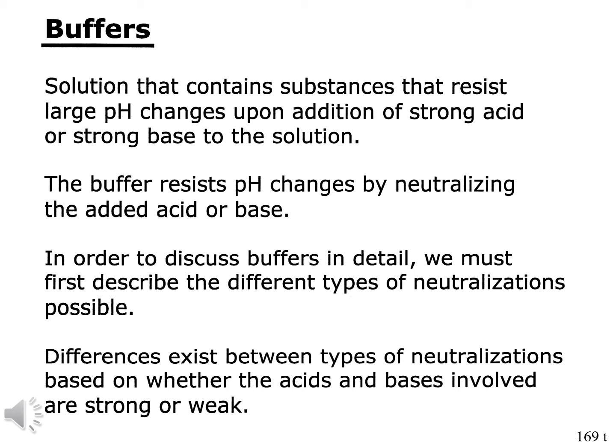This is what blood is. Blood is a buffer so that the pH remains constant as close as you can within experimental error.